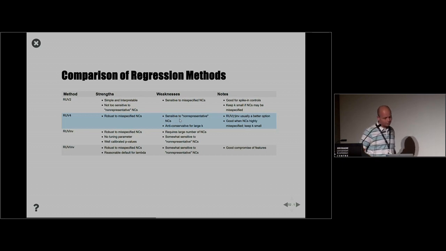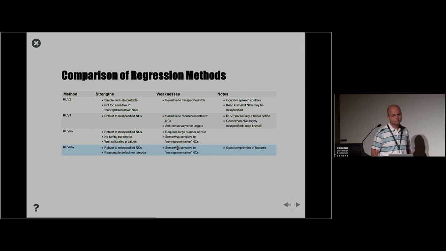Okay, so RUV4, much more than RUV2, RUV inverse, or RUV-R inverse, is sensitive to negative controls that are not representative of the rest of the genes. An example of that is the spike-in controls. As I mentioned, sometimes the spike-in controls will have their own unwanted variation in them because you spike in a little bit too much, or a little bit too little. RUV4 is quite sensitive to that. So as a general rule of thumb, I would not use RUV4 with spike-in controls.